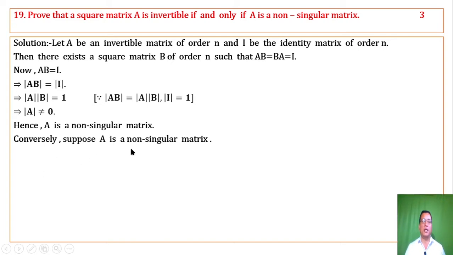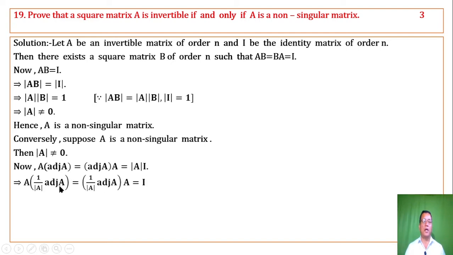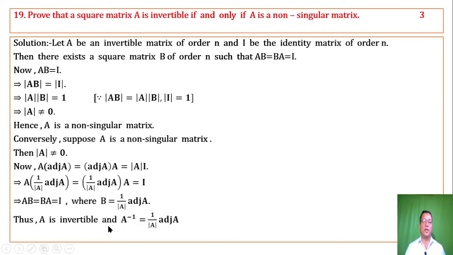Conversely, suppose A is a non-singular matrix, then determinant of A does not equal 0. Now A into adjoint A equal to adjoint A into A equal to determinant of A into I. Dividing each term by determinant of A, as determinant of A does not equal 0, then A into this bracketed expression equal to this bracketed expression into A equal to I. This shows that AB equal to BA equal to I, where B equal to 1 by determinant A into adjoint A. Thus A is invertible and A inverse equal to 1 by determinant A into adjoint A.